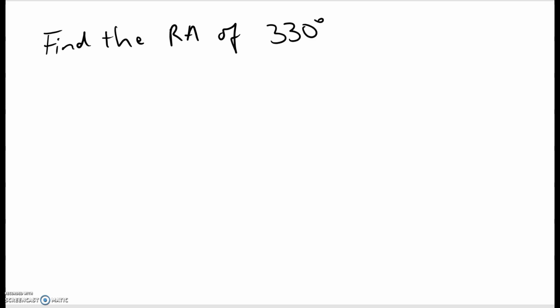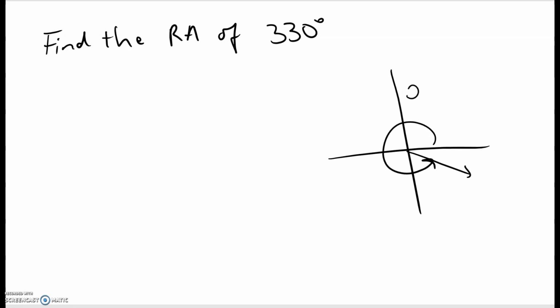Now let me show you one that would be in the fourth quadrant. Say we find the reference angle of 330. We know that 330 is in the fourth quadrant. So that is 330 right there. What we're trying to do is find this little bit right here.